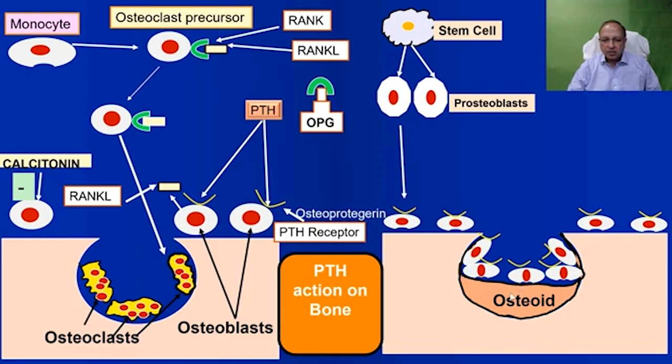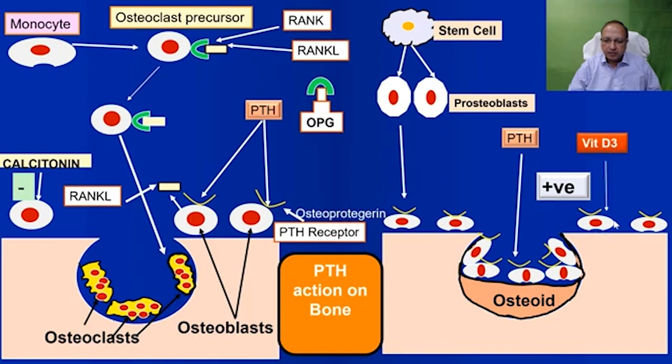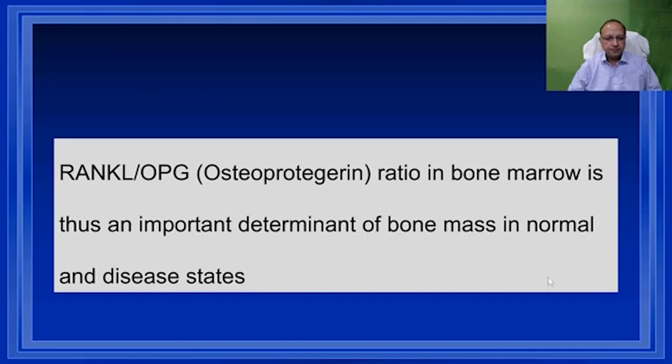Then these bony erosion areas in the osteoid will also be stimulated, along with the parathyroid hormone, by the vitamin D3. And in this way, laying of new bone will occur. The applied part is that the RANKL to OPG or osteoprotegerin ratio in the bone marrow is an important determinant of the bone mass in the normal as well as in the diseased states.